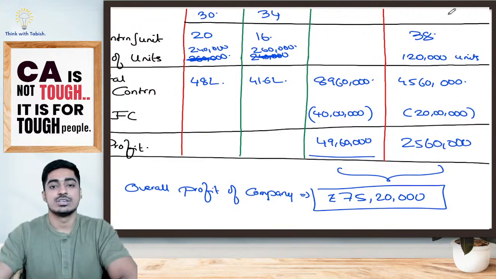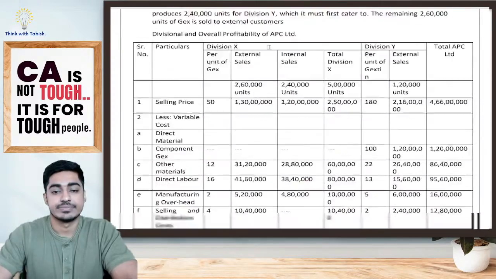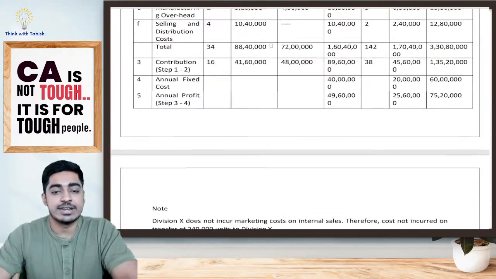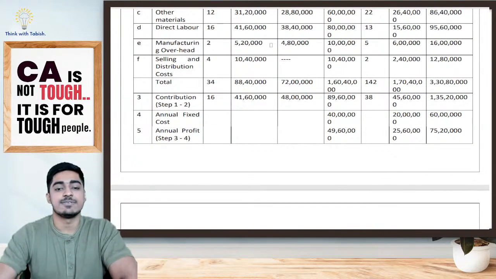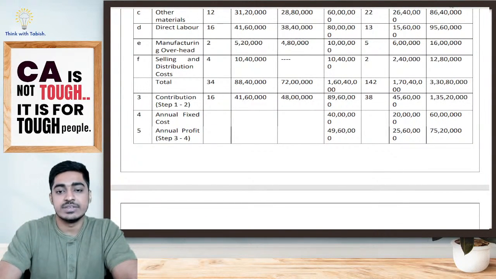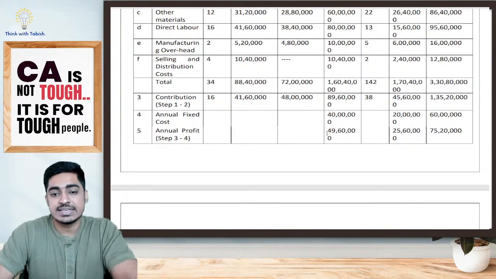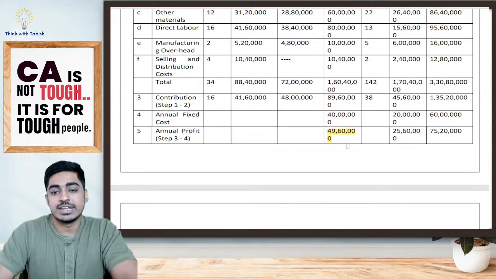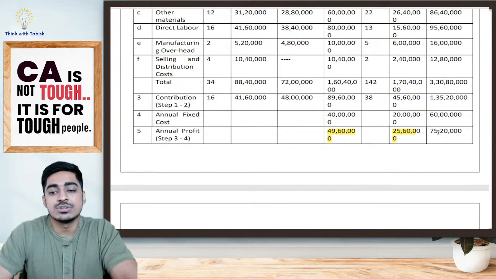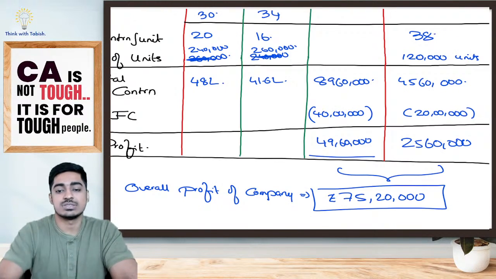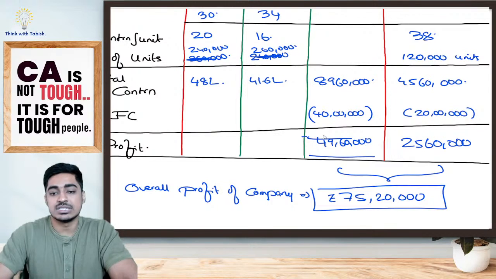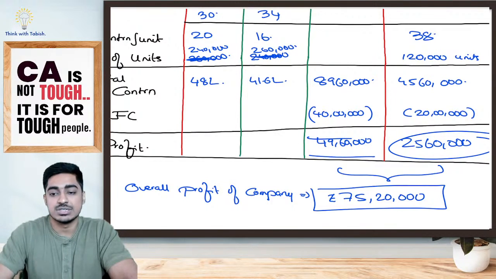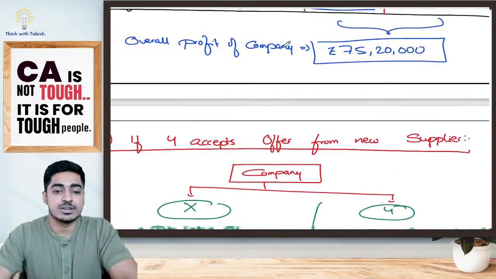Is it clear? Look at this. The institute has done such a big answer, but we have done it so simple, and still we have got the same answer. Look at this. Division A is 49 lakh 60,000, 25 lakh 60,000, altogether 75 lakh 20,000. Clear, students? This is the first part of the question.